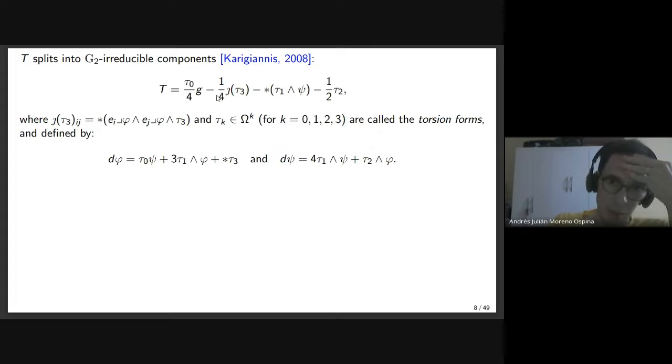Those components, tau 0, tau 1, tau 2, and tau 3, are called the torsion forms, and they are defined by the exterior derivative of phi and the exterior derivative of psi. It was in fact remarked by Karigiannis that if you have the torsion-free condition, which means that the torsion tensor T vanishes, then each one of the components vanishes because the representation is reducible. It means that each one of the torsion forms vanishes, which is exactly the equivalence of Fernandez and Gray, that the G2 structure is closed and co-closed.